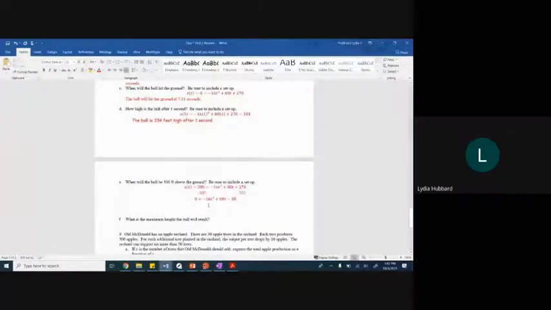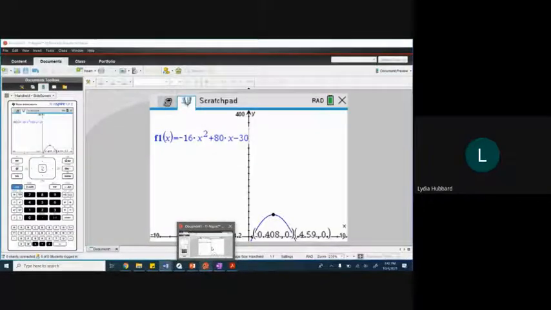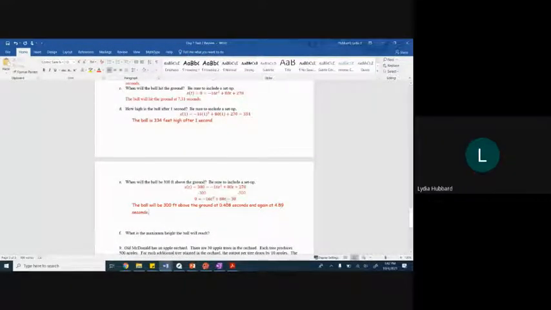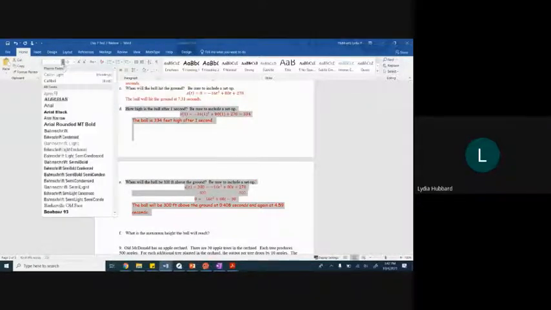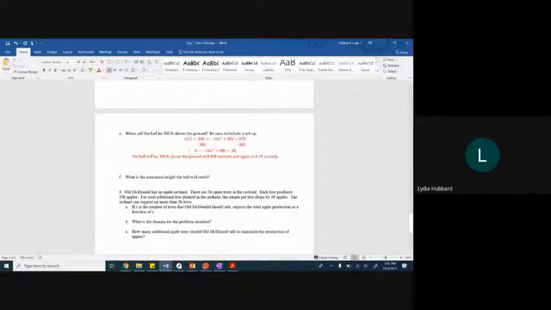So the ball will be 300 feet above the ground at 0.408 seconds, and again at 4.59 seconds. That is what that question would look like.